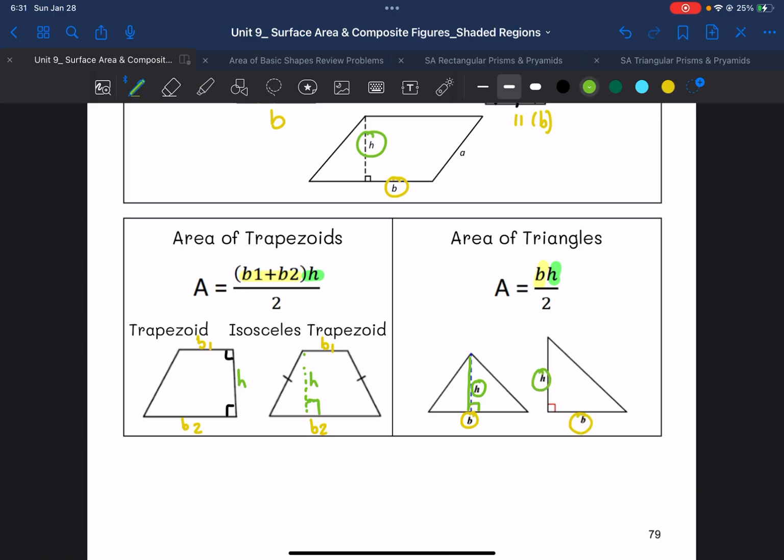Now, I want to mention something on this one, because I had some students wanting to say that these 2 legs were the height or the base. You have the height right here, and then it touches the base. That piece is going to be the base, not these 2 over here.